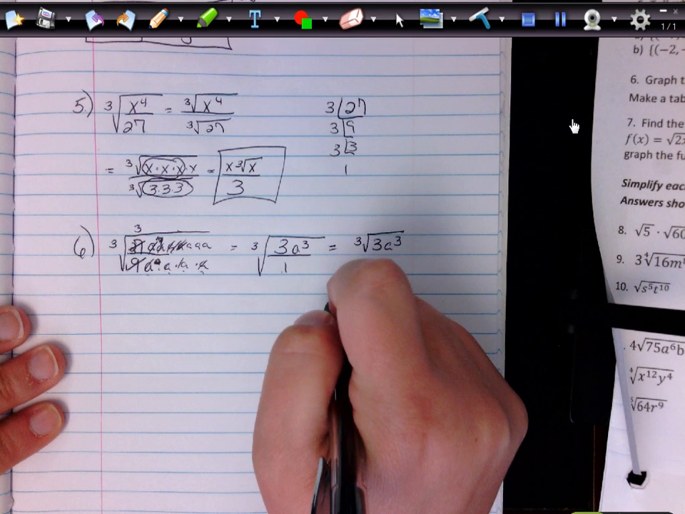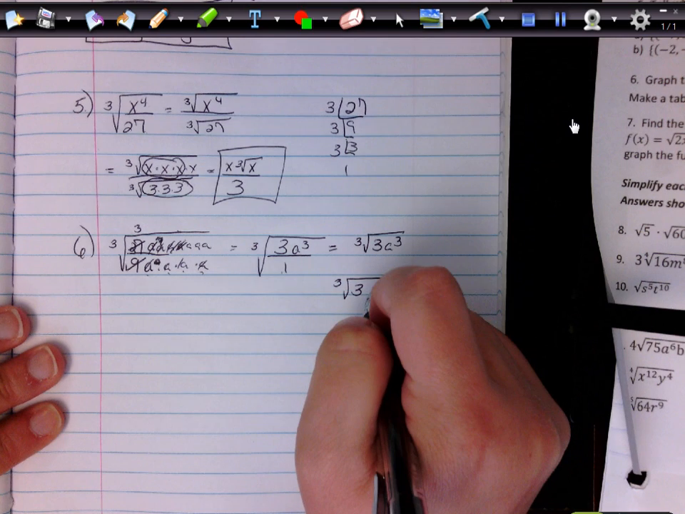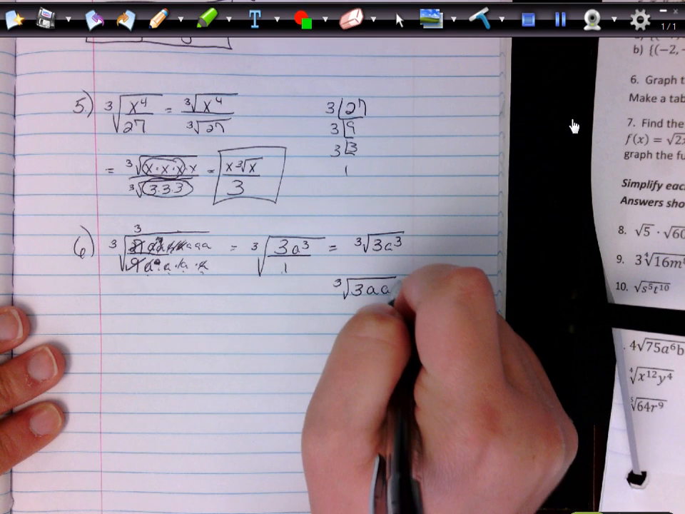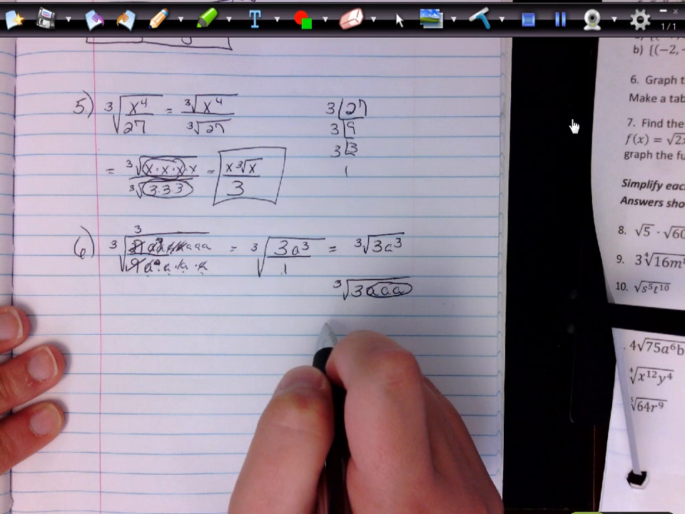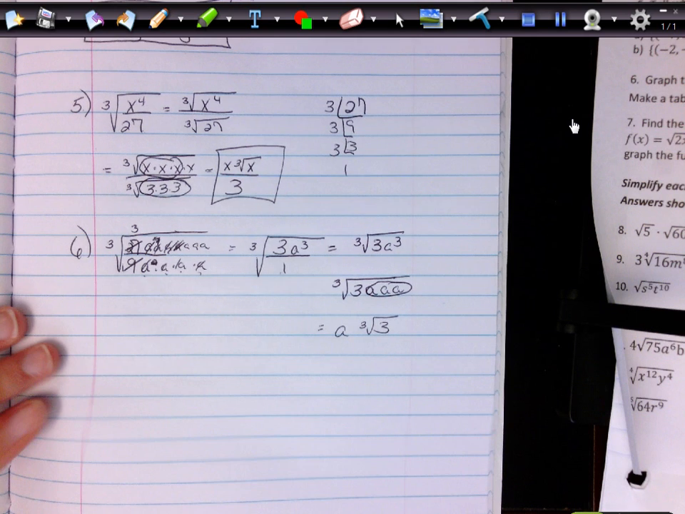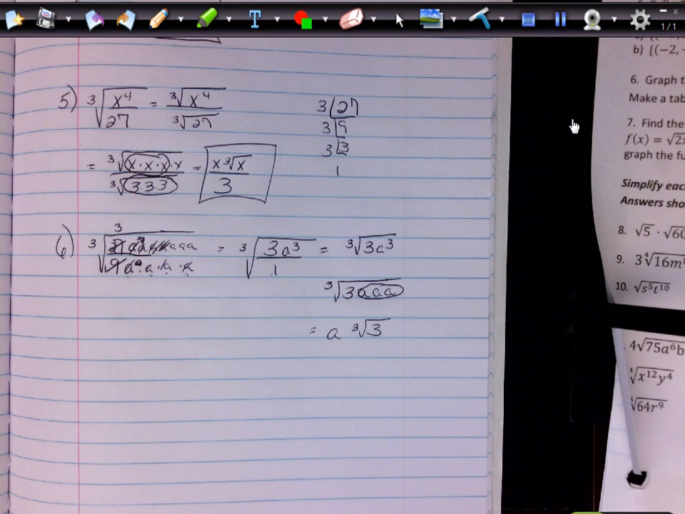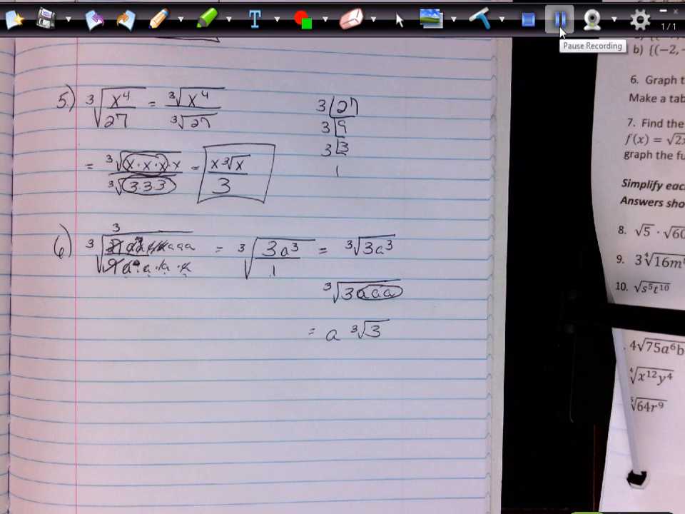Now I need to see if I can reduce this. I can't reduce 3 because it's a prime, and then I have 3 a's. So I have a group of a's, so I can take an a out. So I have a times the 3rd root of 3. The 3 has to stay because it's not being circled. Please make sure you have all of that written down for number 6 before you move on.